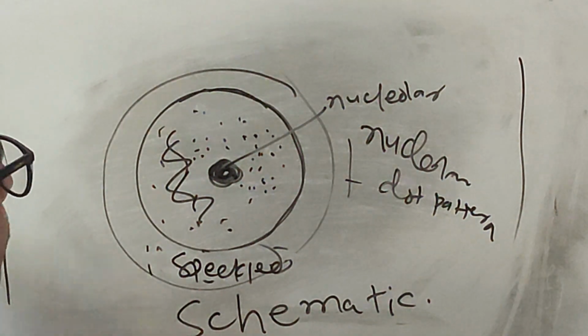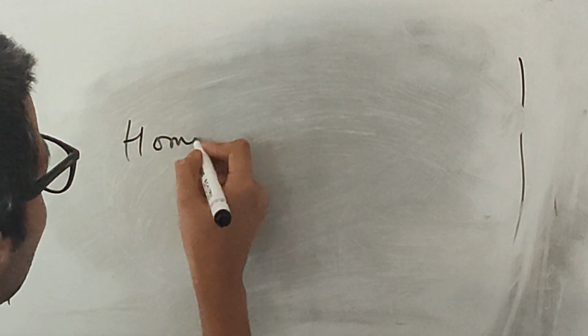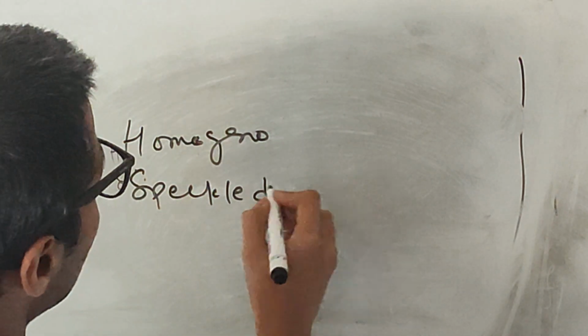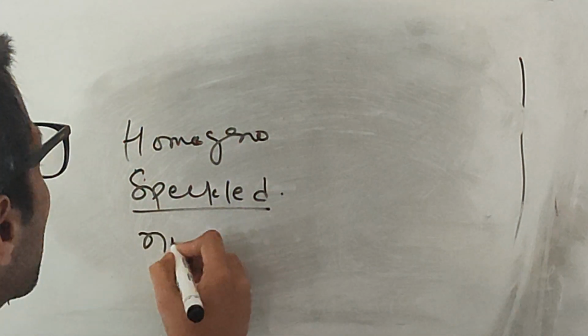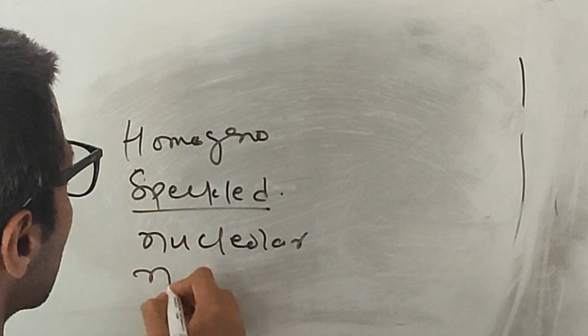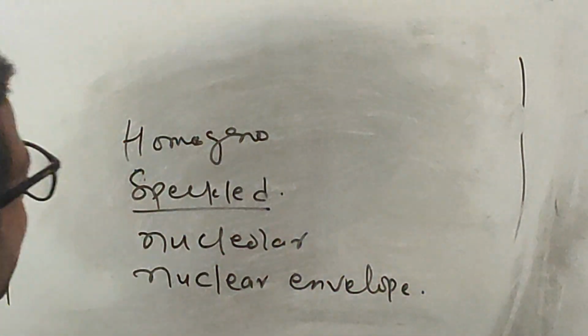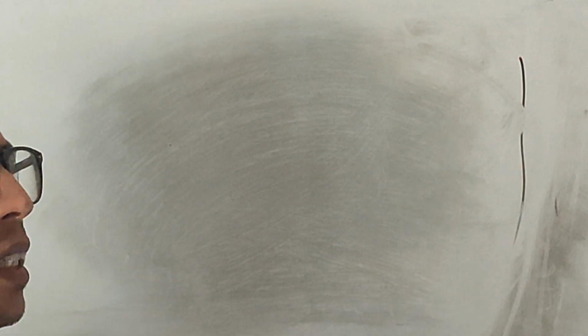So these are the different types of staining pattern that you get in immunofluorescence. You can get a homogeneous pattern, a speckled pattern, that is fine speckled or coarse speckled, or other patterns like a nucleolar pattern, or antibodies around the nuclear envelope. So there are a variety of staining patterns, and depending upon that, you can guess what type of antibody it may be.